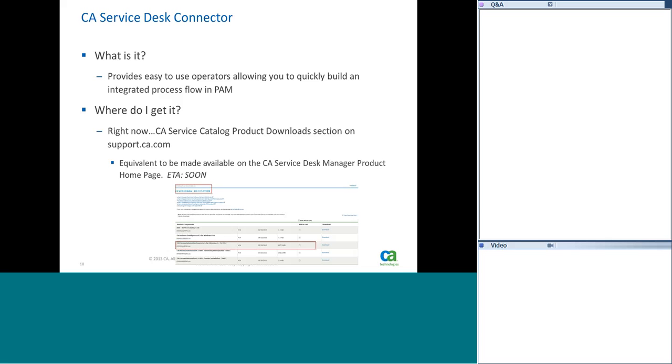Right now, we are in the middle of getting this media posted to the Service Desk Manager homepage on support.ca.com. So we should be getting that posted soon. In the interim, if you are licensed for CA Service Catalog, you have the ability to download the connector from the Service Catalog product download section on support.ca.com. So I've included a screenshot of where this can be downloaded from. Again, the product download section, and you want to look for the ISO that says CA Process Automation Connectors for CA products. And from there, you can run the installer, and the connector for Service Desk will be installed.